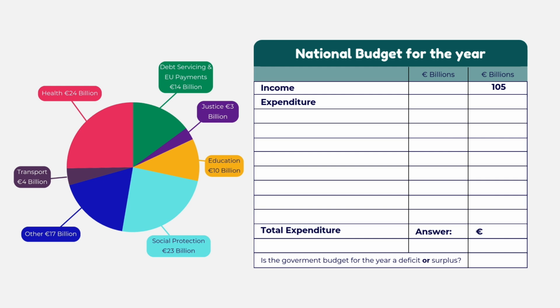You can see from the table that the income is already calculated at €105 billion. Our task now is to input the expenditure the government plans to have for the year ahead, and this all falls under the expenditure heading, of course.